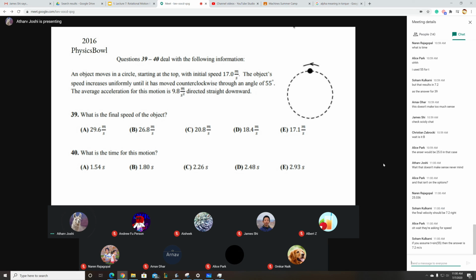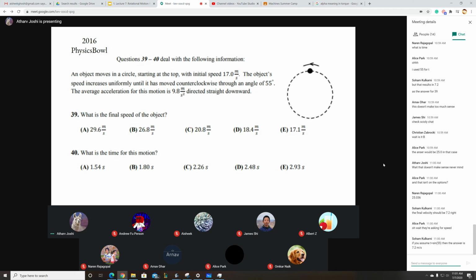Wait. I think you're supposed to use mv squared over r. I mean v squared over r. Because at that point of 17 meters per second, it's pointed down with the centripetal acceleration of 9.8. At that point, initial speed. Yeah, so then you know r.